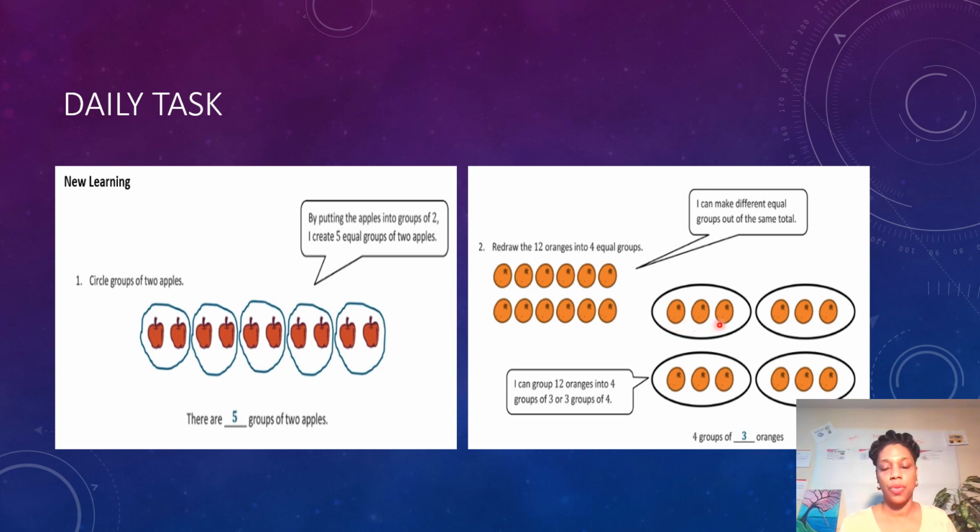1, 2, 3 in that group. 1, 2, 3 that group. 1, 2, 3 in this group, and 1, 2, 3 in this group. Therefore, when I take 12 oranges and break them into 4 groups, I have 3 oranges in a group.